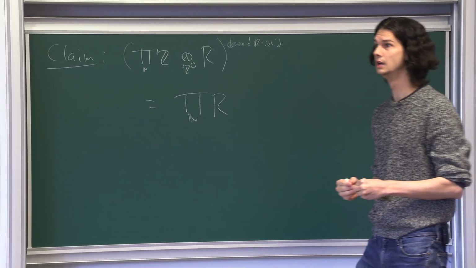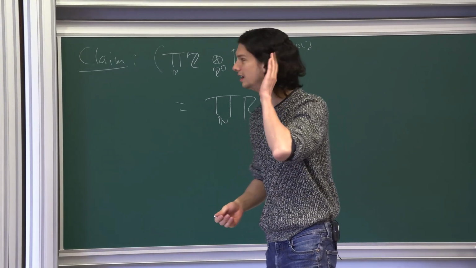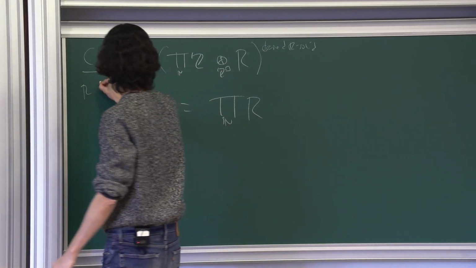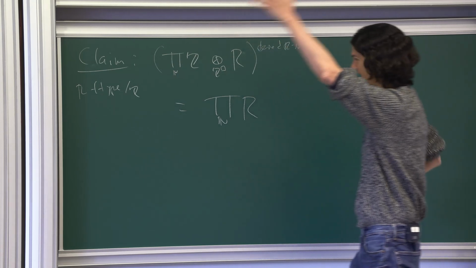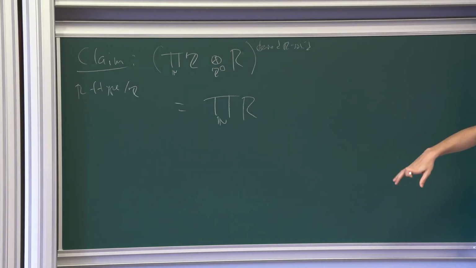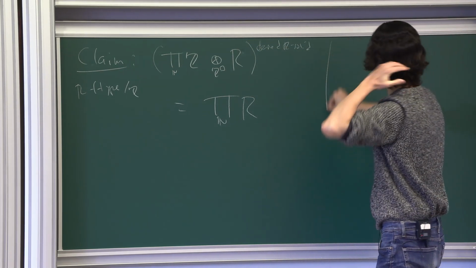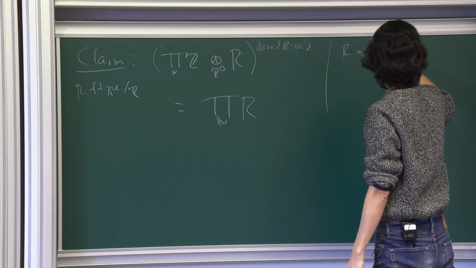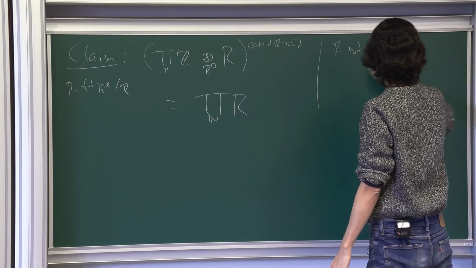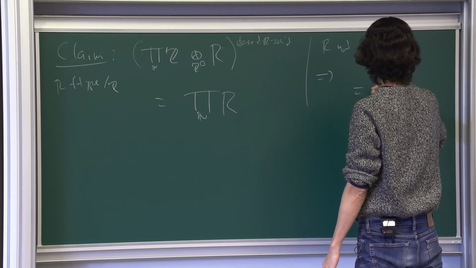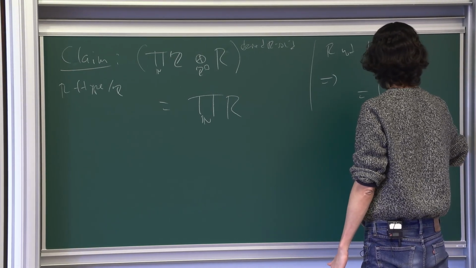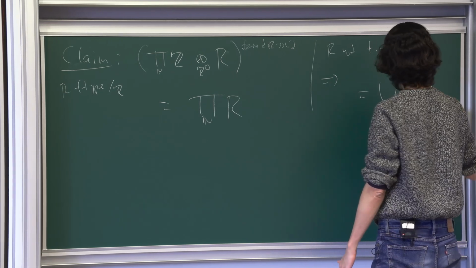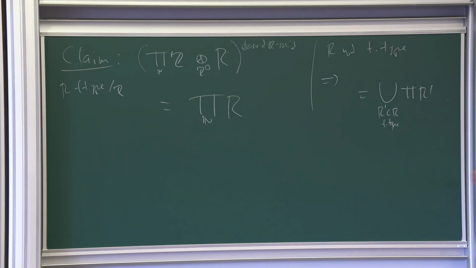Okay. You mentioned this is the finite type case. Yes, thank you. R finite type over Z. Thank you very much. So by this discussion, if R is not finite type, then it's equal to the union over all finite type subrings R prime of the product of copies of R prime, which is smaller than the product of copies of R.